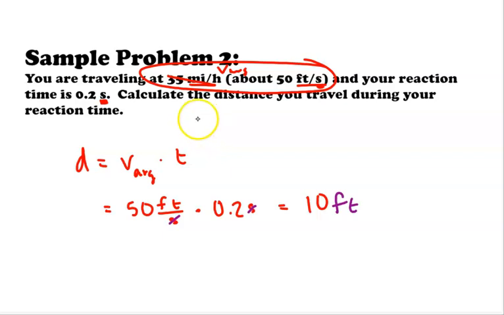So it takes 10 feet to stop, and that doesn't surprise me when you're talking about going something so slow, when you're doing a quick stop. So there we go. That's the distance it took to stop. Okay, moving on to number 3.